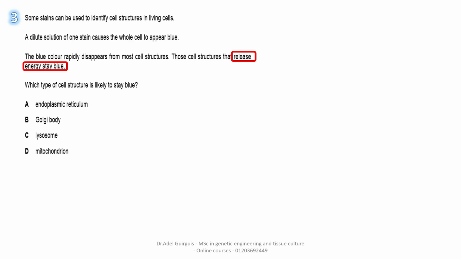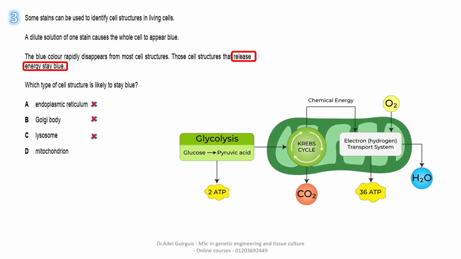Which one? Sure, right, you are right. Mitochondrion. So endoplasmic reticulum is wrong, Golgi body is wrong, lysosome is wrong, mitochondrion. Why? Mitochondrion is the organelle responsible for carrying out aerobic respiration, where most of the reactions take place inside the mitochondrion.